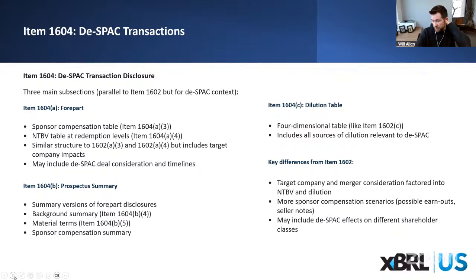So in tagging item 1604, you use different rules. You use the S-K 1604 instead of the 1602. But the dimensional logic and the facts are pretty darn similar. The main difference is semantic. The concepts account for the fact that it's de-SPAC rather than SPAC.